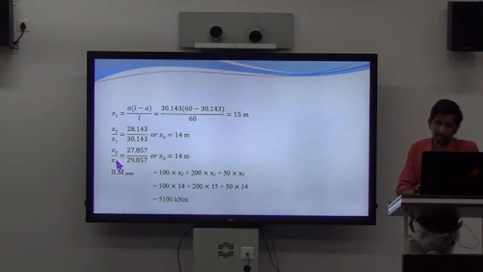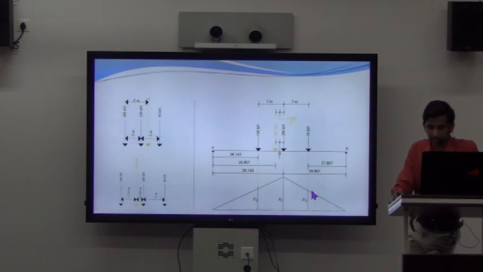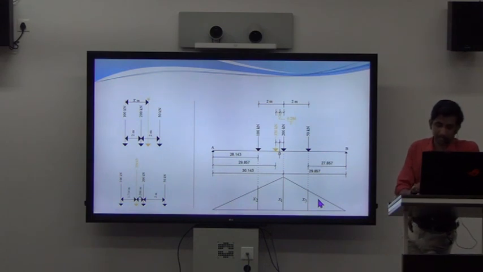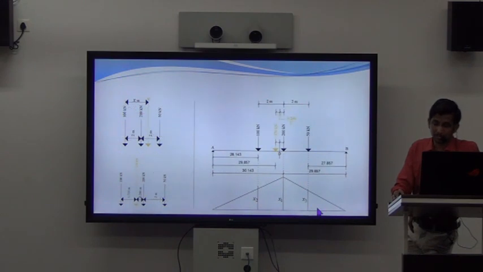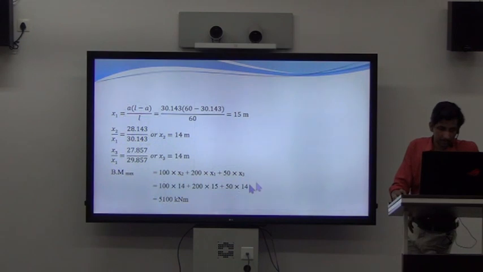Now what remains is how to calculate the value of x3. You can use a similar method, but you have to consider these two similar triangles: the triangle formed by x1 and the smaller triangle formed by x3. Again apply the rule of similar triangles, and x3 by x1 is equal to this smaller base divided by this total side. Substituting the values, we get x3 as again 14 meters.